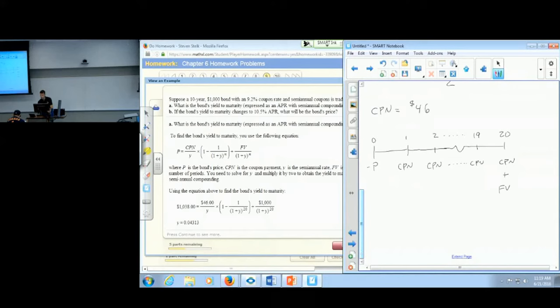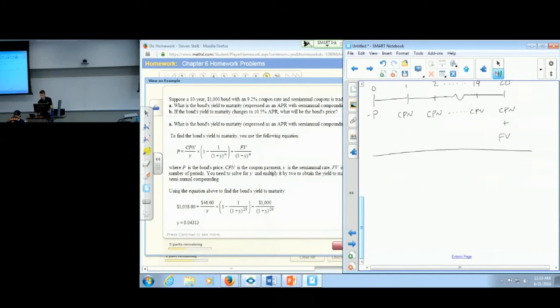So if we plug in the actual amounts from the bond in this problem, still some price today. We don't know what that is. The coupon payments we receive every 6 months are $46. We get 20 of those, and along with the last coupon payment, we're also going to get the $1,000 face value back.